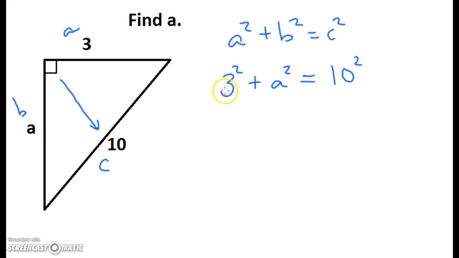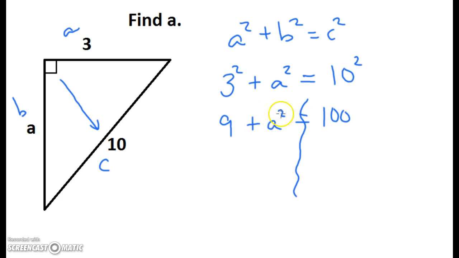All right, so now I'm going to square what I know in the problem. I know that 3 squared is 9. I do not know what a squared is because a is a variable. And I know that 10 squared is 100. At this point, you're solving an equation.